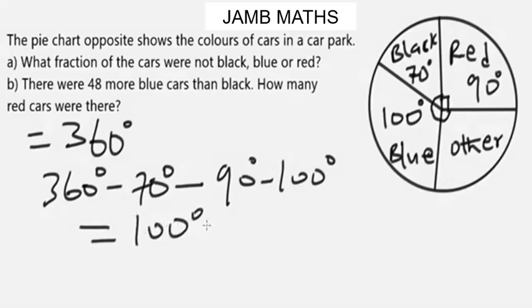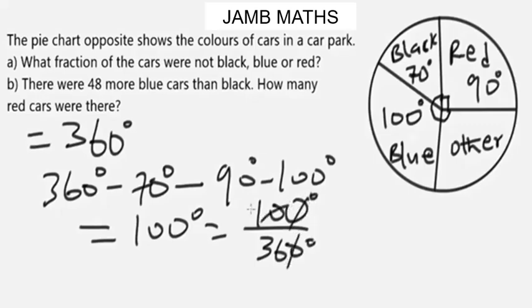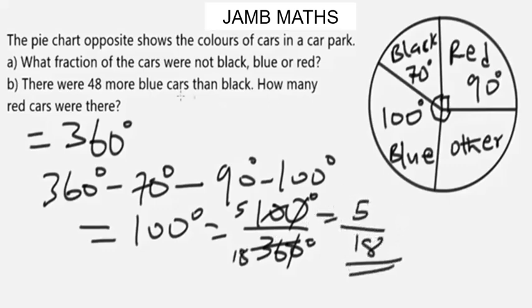So to now get the fraction, it will be the degrees of the other cars we have gotten over the total of everything here, that's 360. So it is 100 over 360. This is in degrees. When you simplify, we cancel the zeros, then cancel the 5, and we have 18. So we have the fraction to be 5 over 18. So that's the answer for the A part of it.